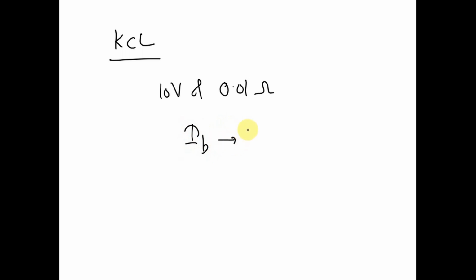Here we can apply Kirchhoff's current law at the node where the 10 volt battery and the 0.01 ohm resistor is connected. So sum of the incoming current, let's take it as IB, which is through the 10 volt battery. The outgoing current is through the 0.01 ohm resistor, that is IR. So we can say that IB is equal to IR.